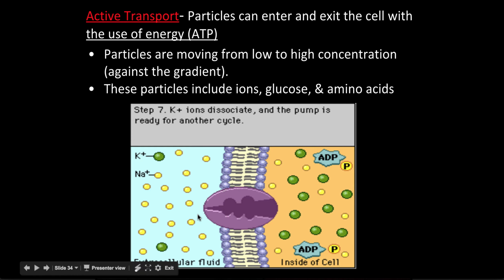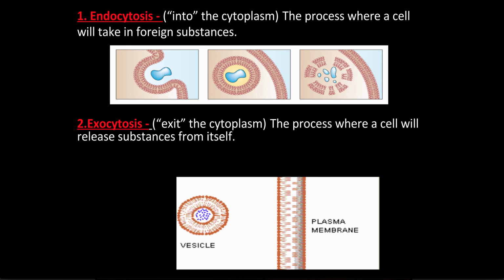So you saw the yellow ones moving towards more yellow ones. That would be our sodium, and you saw potassium moving towards more potassium. So they're moving from a low concentration to a high concentration. They're going against the natural order of things, the gradient. They're going against equilibrium, and when they do that, we need energy to force it in that direction. It takes energy to move things in that direction.